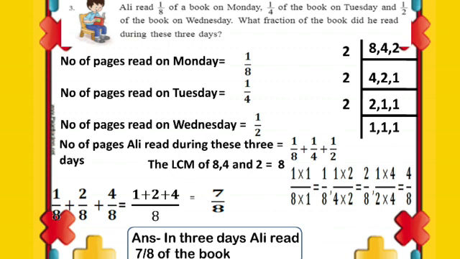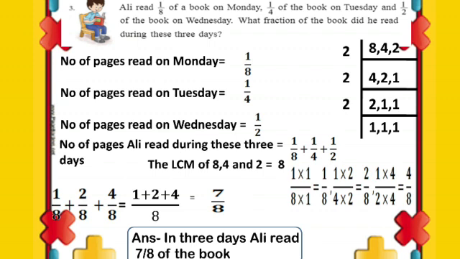As the denominators are different, you will take the LCM for 8, 4, 2. When you find out the LCM, you get the answer as 8. So keeping 8 as the denominator, you find the equivalent fractions for 1 by 8, 1 by 4 and 1 by 2. So 1 by 8, as the denominator is 8 itself, there is no change in it. So it becomes 1 by 8, and 1 by 4 becomes 2 by 8, and 1 by 2 becomes 4 by 8.